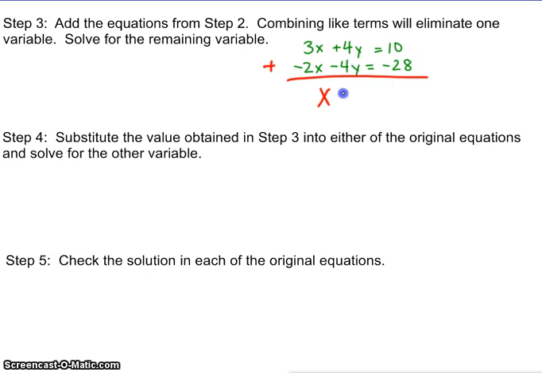4y plus negative 4y is 0y. Bring down my equals 2, and 10 minus 28 is negative 18. So my x value here is negative 18 for x. I'm going to take one of the original equations. It doesn't really matter which one I choose, as long as I put in negative 18 for x.